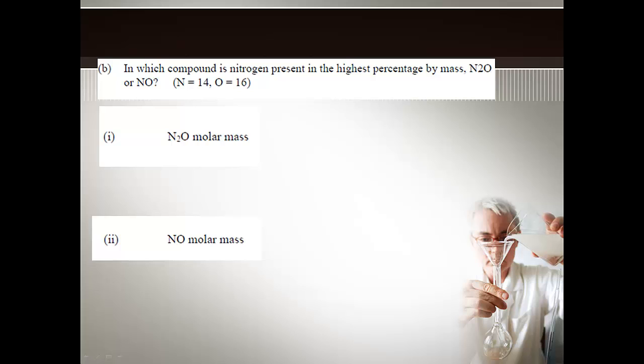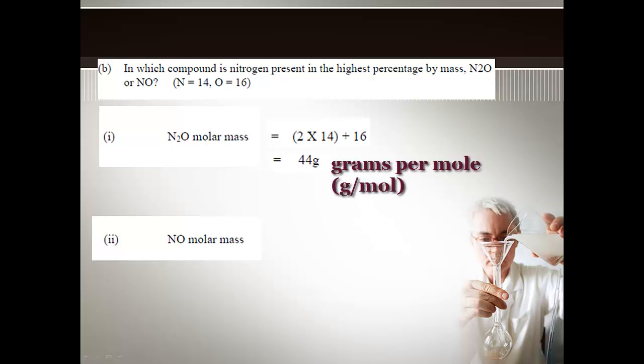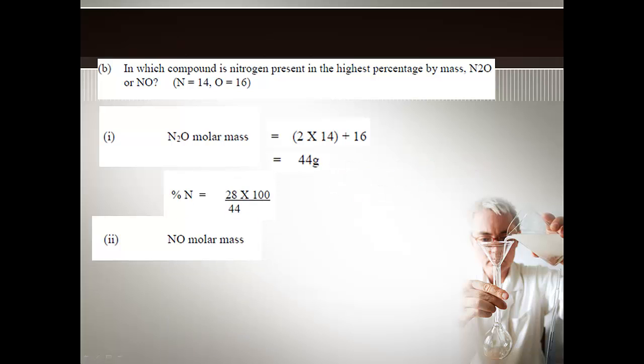Okay? In which of these compounds is nitrogen present in the highest percentage mass? Is it N2O or NO? Highest percentage by mass. Nitrogen weighs 14, oxygen weighs 16, okay? So 2 times 14 plus 16 overall is the molar mass of N2O, which is 44 grams per mole. Nitrogen weighs 14, we've got 2 of them, so it's going to be 28 divided by 44 times 100. That's going to give us our percentage, 63.64%.